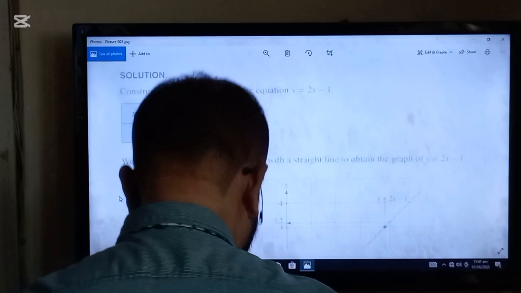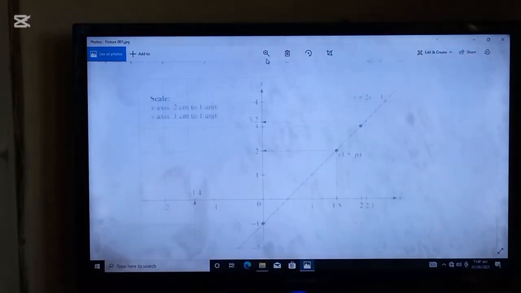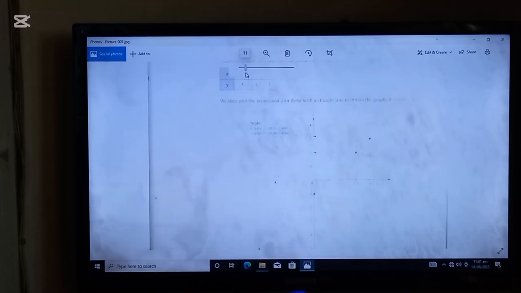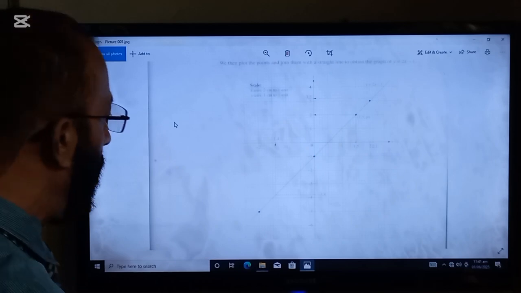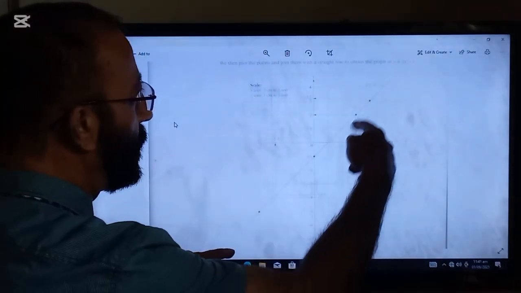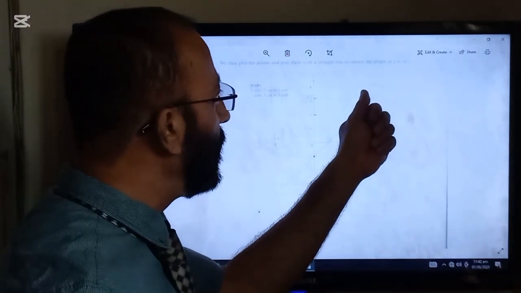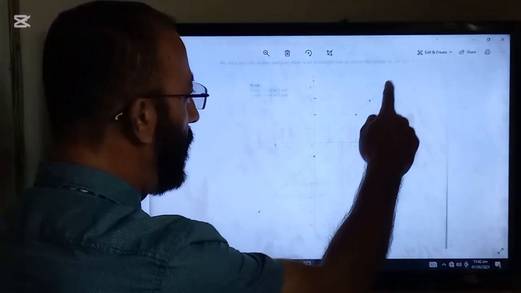And now we will plot these values on the graph paper. So look now. So here is the graph paper. These points are plotted here now, and these points will be joined with the help of the scale. So this is the straight line. And finally, we will label the graph. Equation was y is equal to 2x minus 1. So this is the label of the graph.